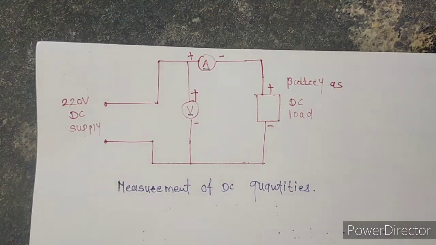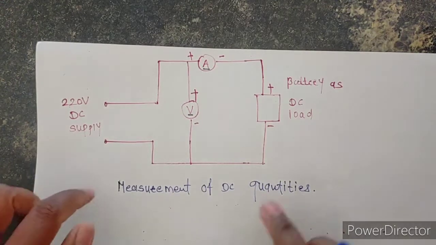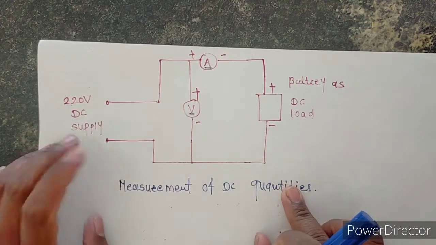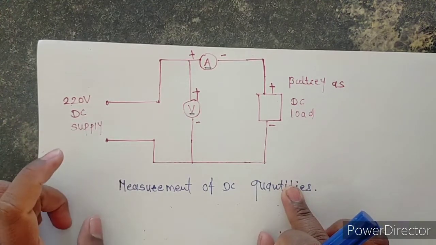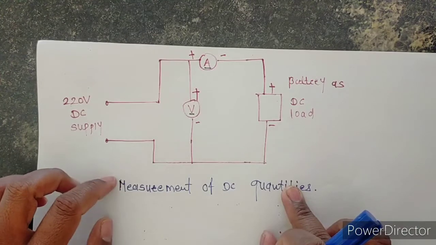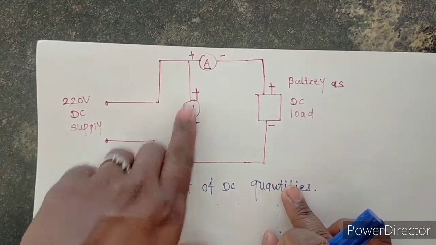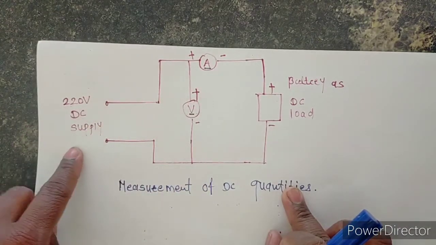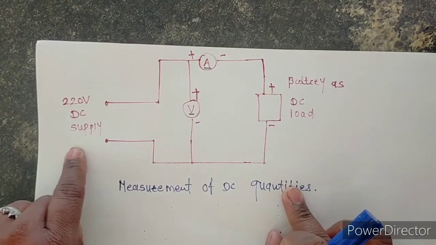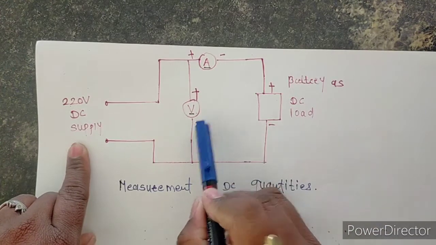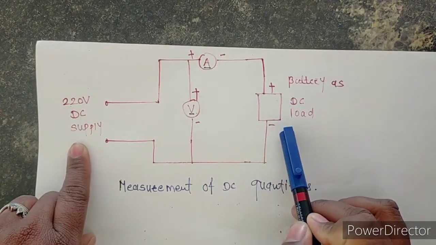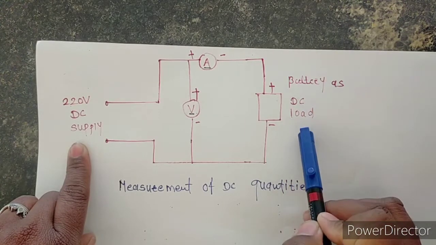Now we will move towards the DC quantities. So this is the circuit diagram for the measurement of DC quantities. Again similar to the previous one, we have to measure the DC voltage and DC current. So what is the circuit diagram? I am taking the 220 volt DC supply, next a DC voltmeter and DC ammeter, and as a load I am connecting a battery as a DC load.